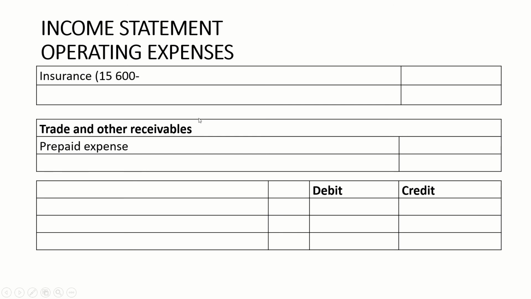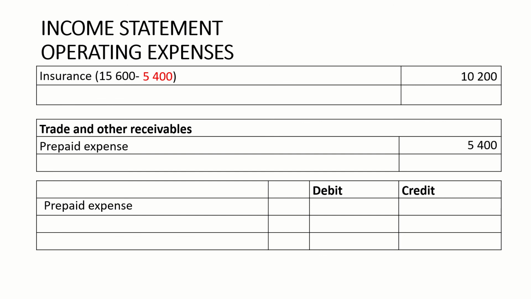So we'll subtract 5,400 from 15,600. We will be left with our insurance expense for the year, which is 10,200. Our prepaid expense and our trade and other receivables will be 5,400.